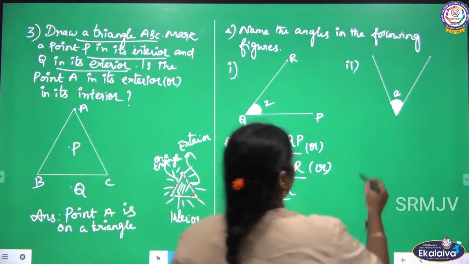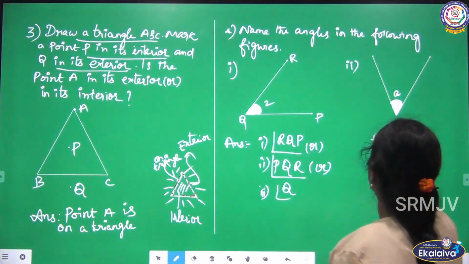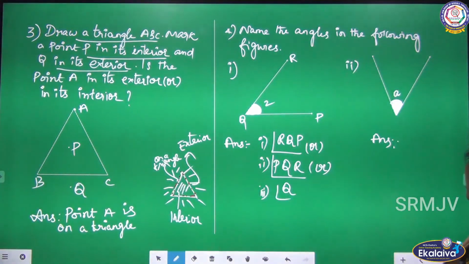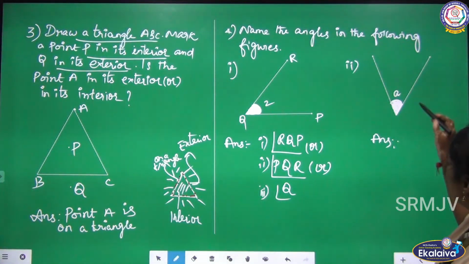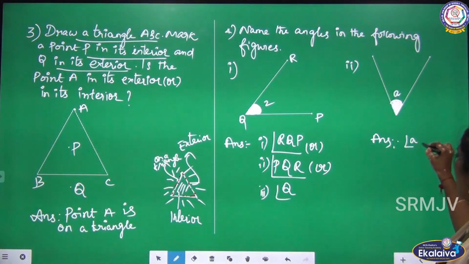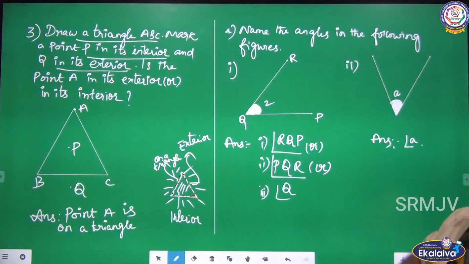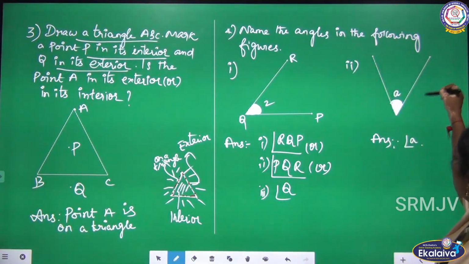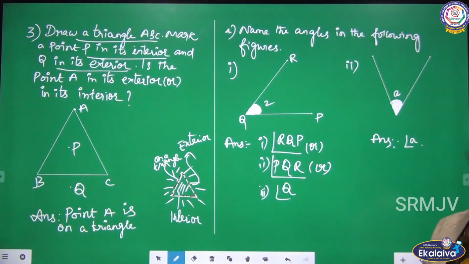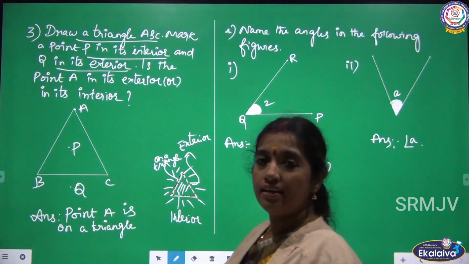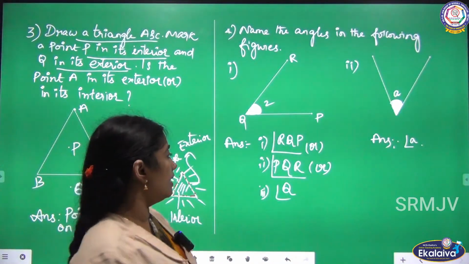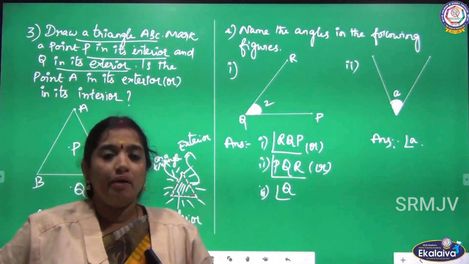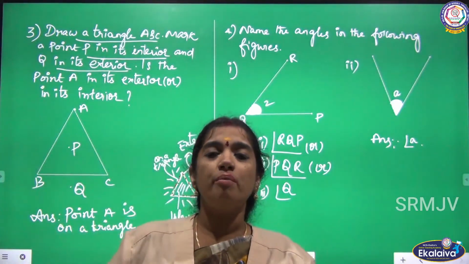Now finally, the answer for the second one is the given A. So write A alone. So here the angle is formed. They didn't give names for the arms, so for that only write A alone. Is it clear, children? Is it clear?